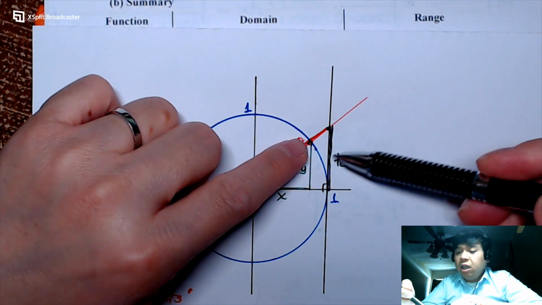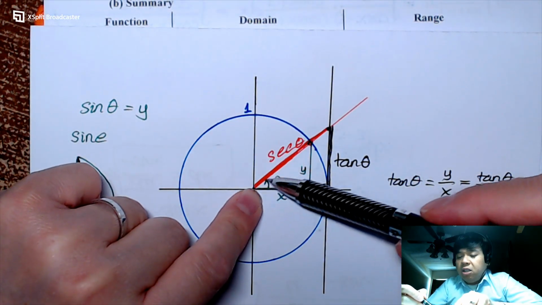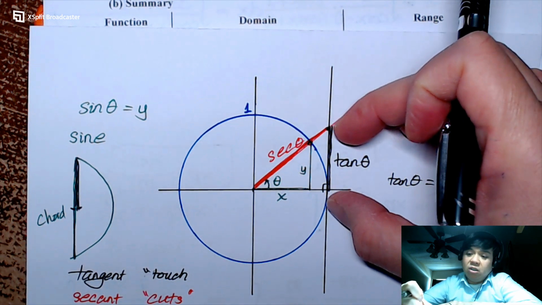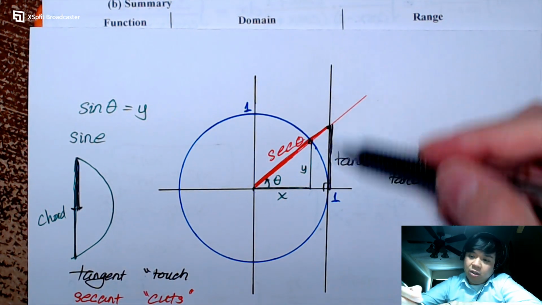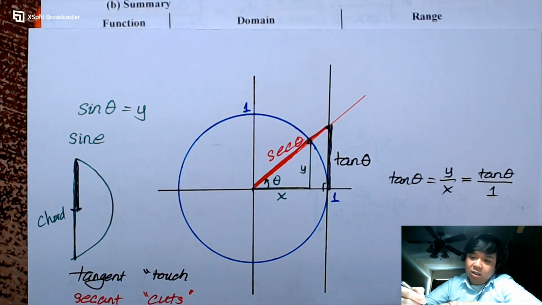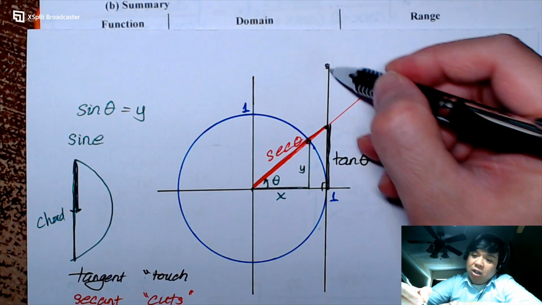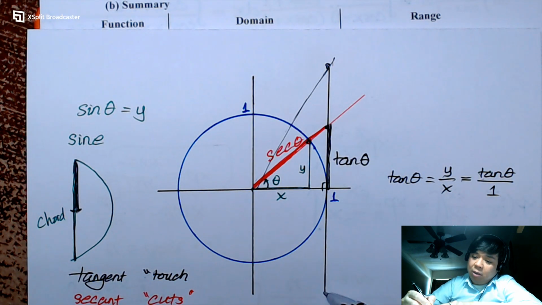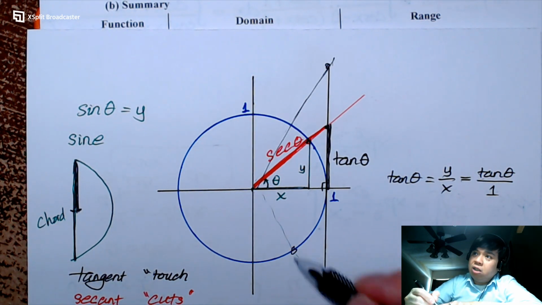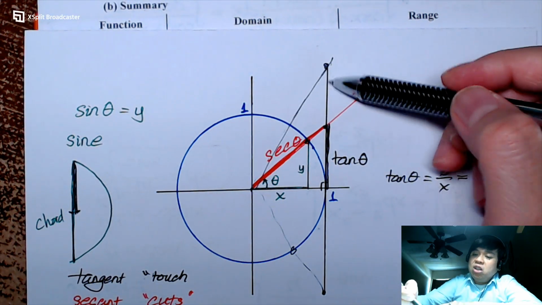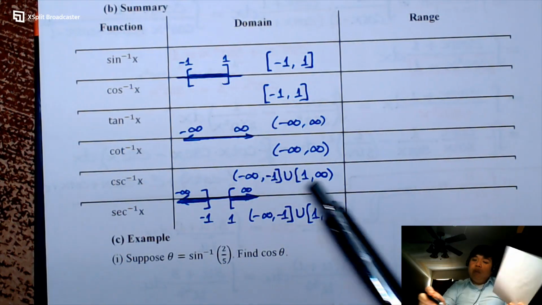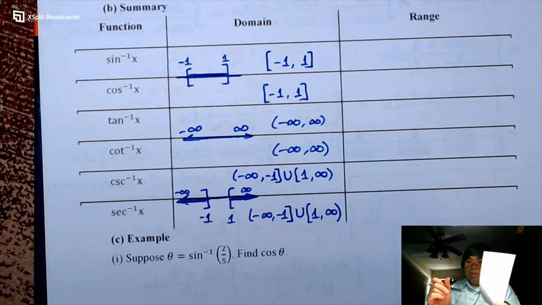Now tangent, just because it intersects the point, we have the tangent value here. The tangent could be any value on that line. So pretty much tangent values can be anything on the line. So that's why we have from -infinity to infinity for tangent.